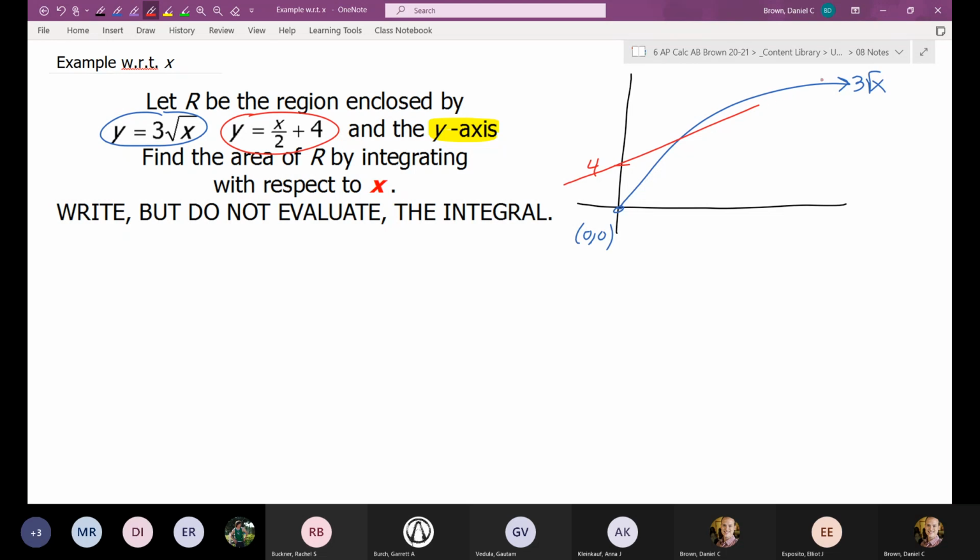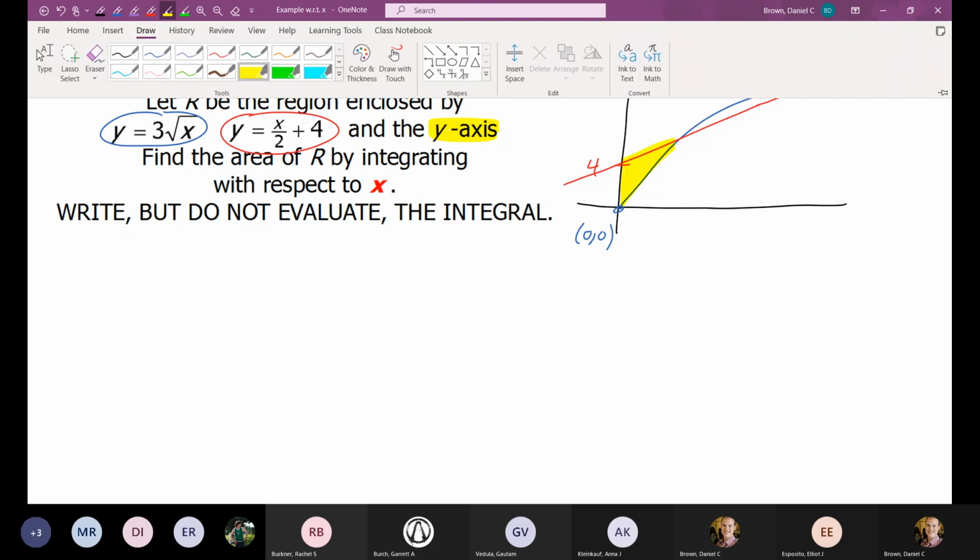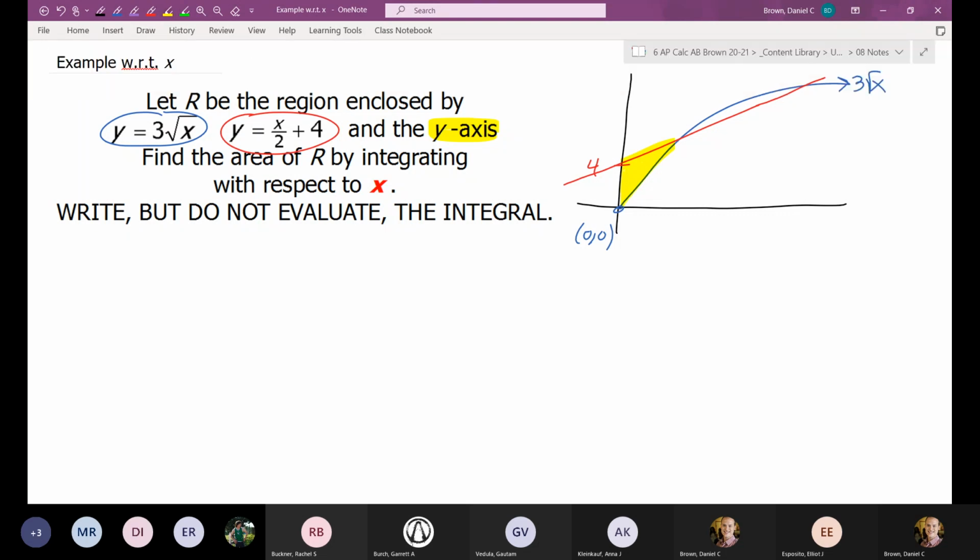Yes, you can kind of see it's going to intersect again later, but I don't really care about that because what region am I looking at? I'm looking at the region bounded by the square root function, the line, and the y-axis. So that what I have highlighted in yellow is what I'm going to be looking for when I set up my problem. So now before we start labeling anything else, how many integrals am I going to need to use? We're doing this with respect to x. We're thinking about top minus the bottom.